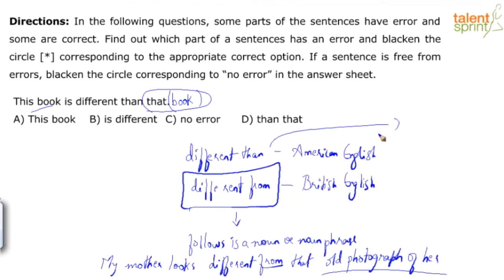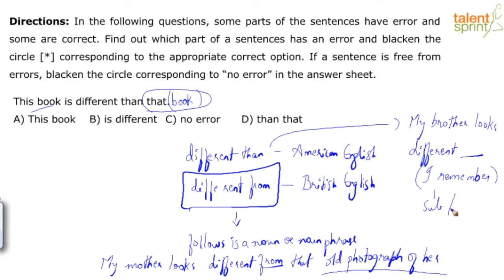When it is followed by a clause. A clause is nothing but a complete thought, a subject and a verb. So if I say, my brother looks different dash I remember. So after the blank, what is following? This is a clause, right? A complete thought. I have a subject and I have a verb. This is a clause. So when it is followed by a clause, then you use "than". This is pretty much the difference between "different than" and "different from".